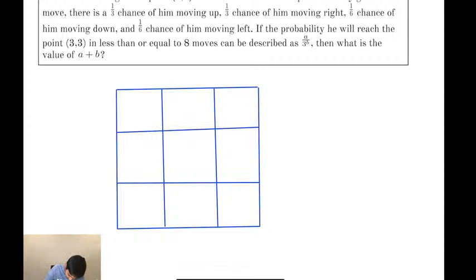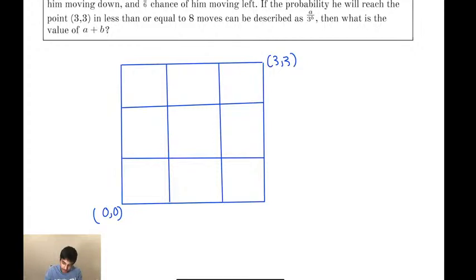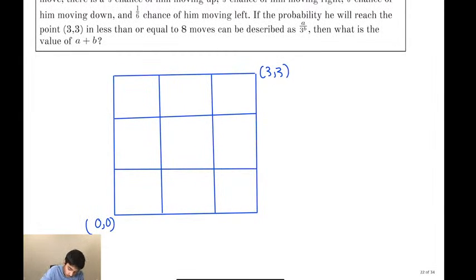Right, so this is 0, 0. And 3, 3. We want to go from 0, 0 to 3, 3, right? On any given move, there's a 1/3 chance of moving up. I should have said that first.